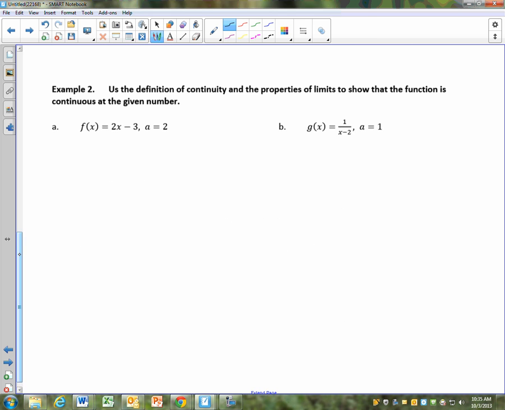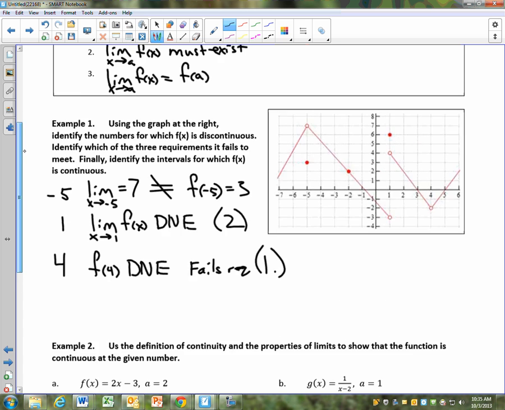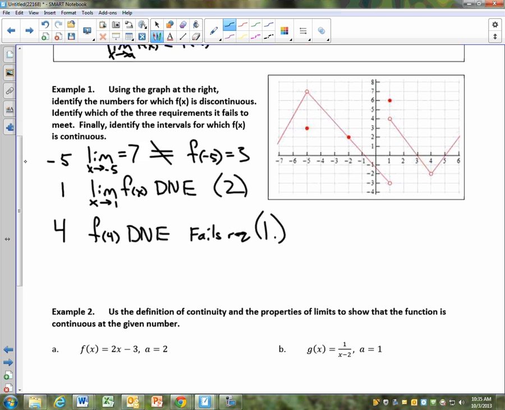It says, use the definition of continuity and the properties of limits to show that the function is continuous. Oh, I forgot to give the intervals of continuity. I'm sorry. I always forget to do this, and then in your assignment you wonder what you're supposed to do. Finally, identify the intervals for which f of x is continuous. Okay? There's no closed dot on the end here, there's no ending, so I'm not going to include that. I'm going to go from -7 to what? -5. Can I include -5? No.